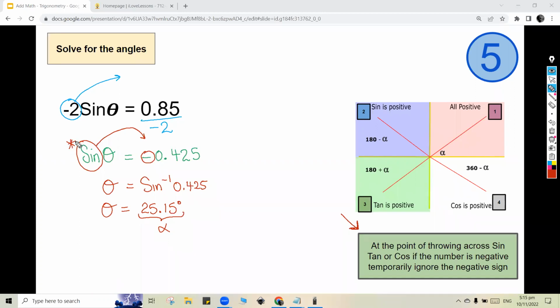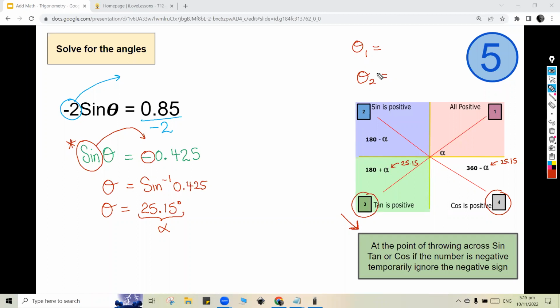Where is sine negative? Which 2 regions is the correct region? Right, it's 3 and 4. So you have to use the formulas in regions 3 and 4. You're replacing alpha in both equations with what? 25.15. So you think you all can get the 2 answers here? Replace him with 25.15. Replace him with 25.15. Right? And those 2 answers will be the final answers.